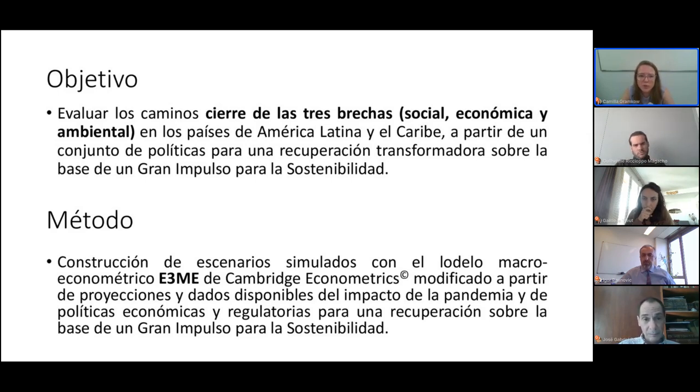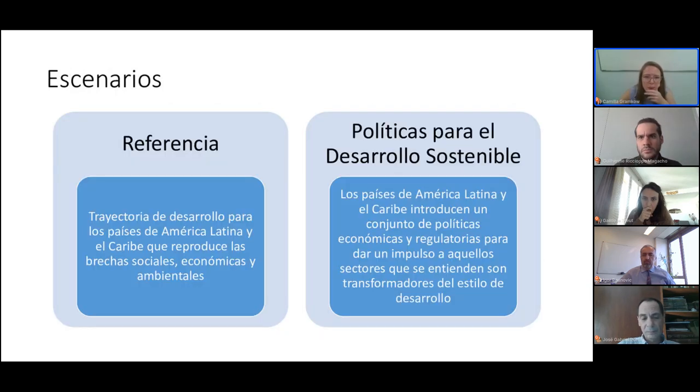We have used a simulation model named E3ME, which is a model owned by Cambridge Econometrics, and I will present the scenarios now. Essentially, we simulated two main scenarios. One is a business as usual scenario, which is the reference scenario against which we then compare the Big Push for Sustainability or the Sustainable Development Policies.